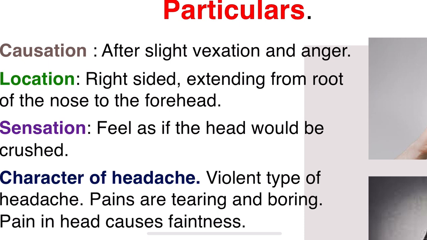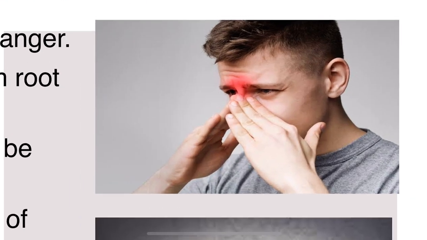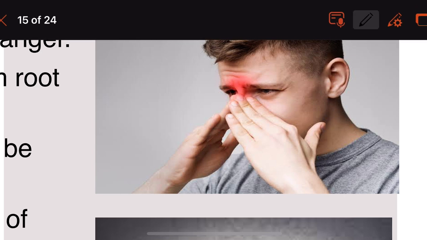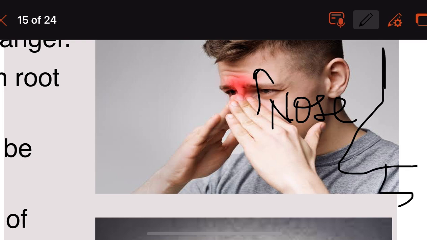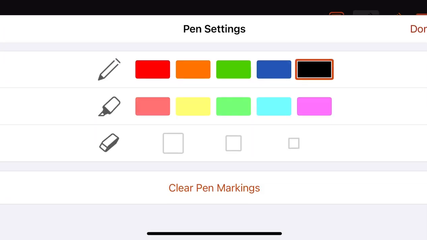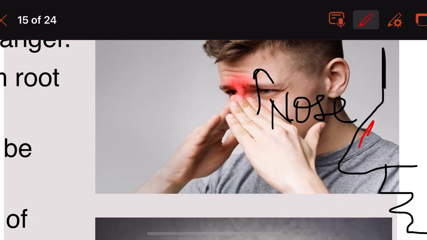What is the location of the headache? It is a right sided headache extending from the root of the nose to the forehead. You can see in the picture, beautifully given, that the headache extends from the root of the nose to the forehead. The headache extends into the forehead, nose to the forehead.